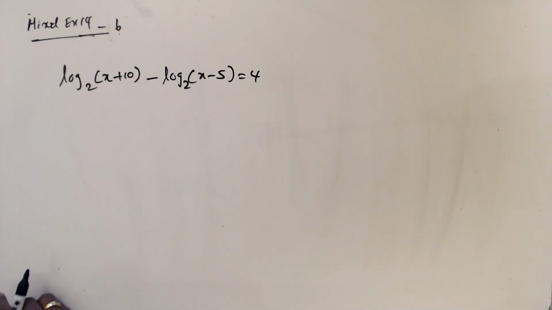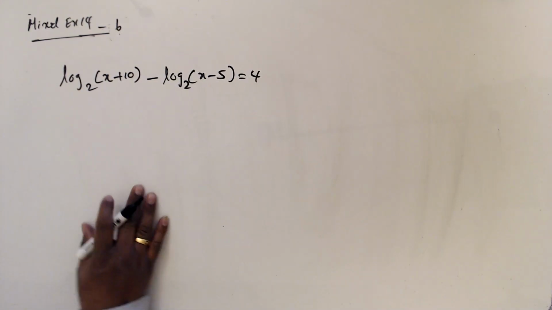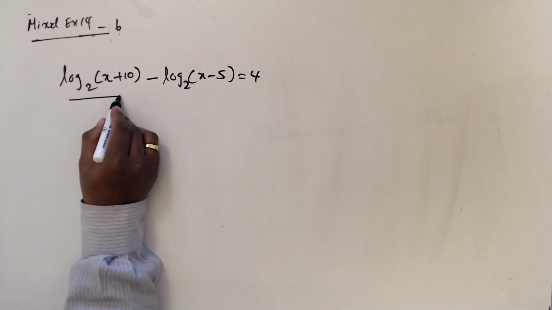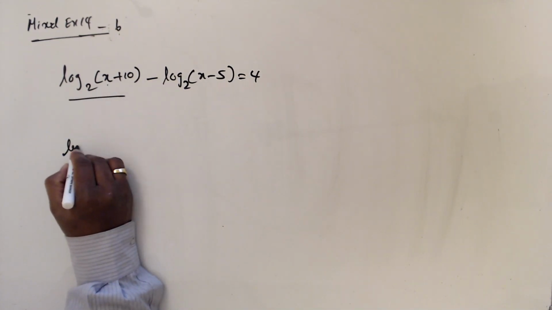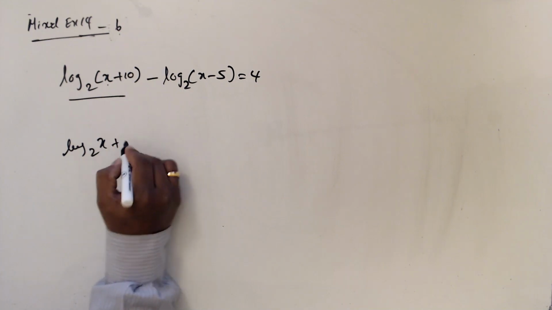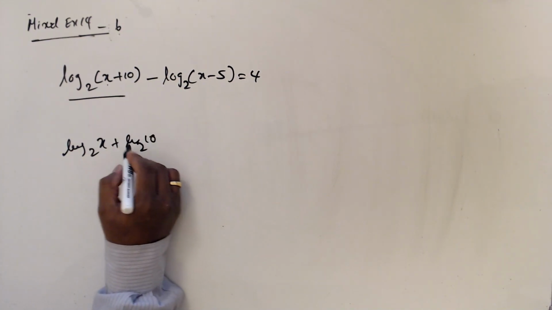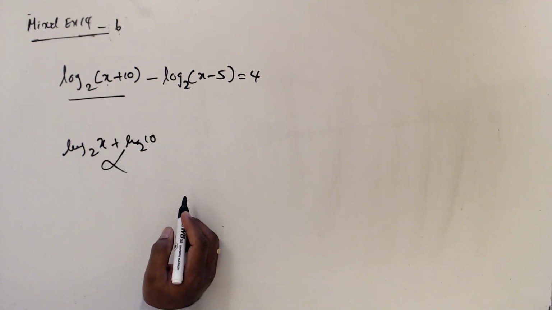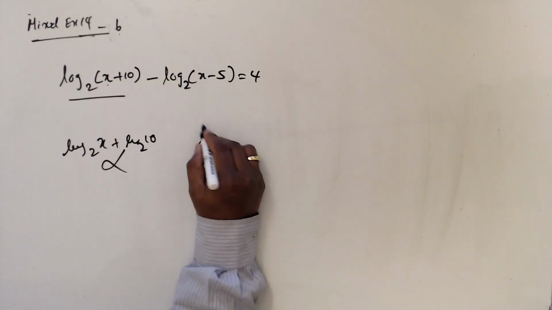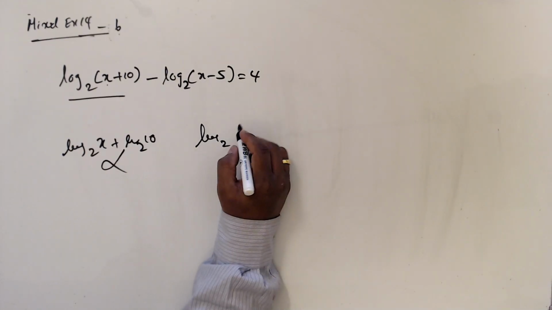Question number 6. I'll show you a common mistake children make. When they see this one, they will write log base 2 of x plus log base 2 of 10, because they are confused with this one. Log base 2.